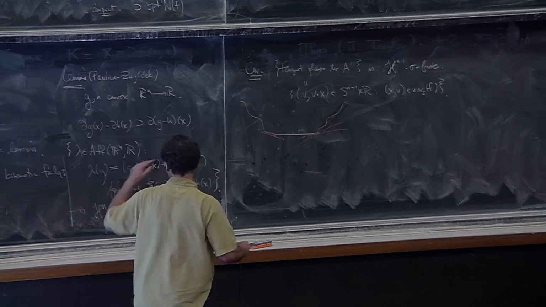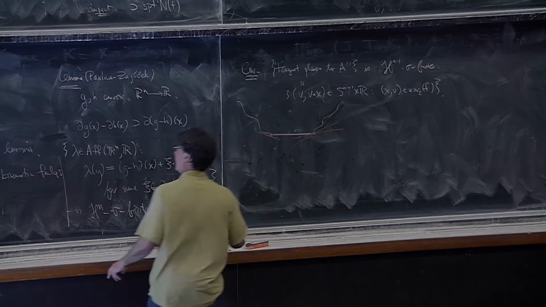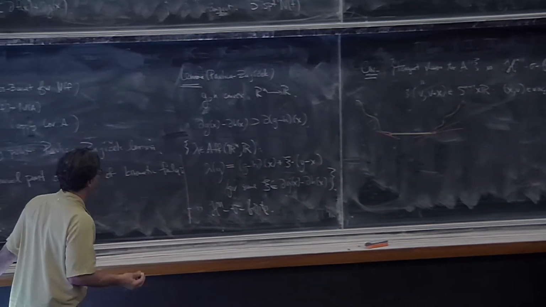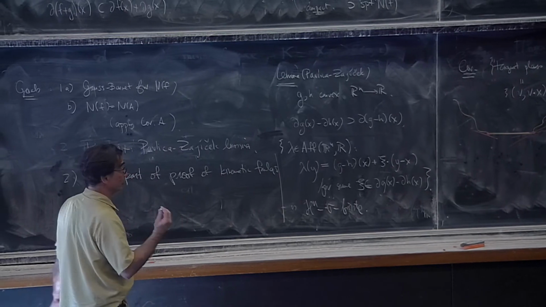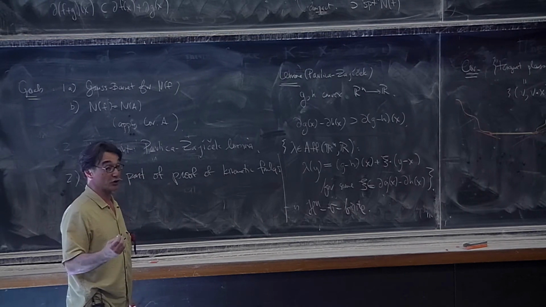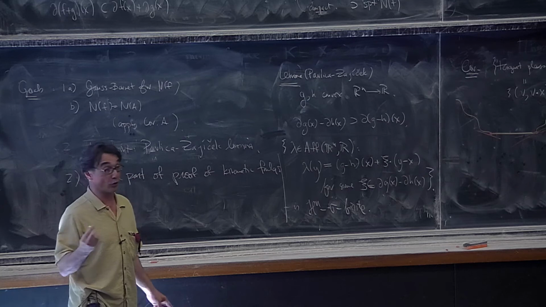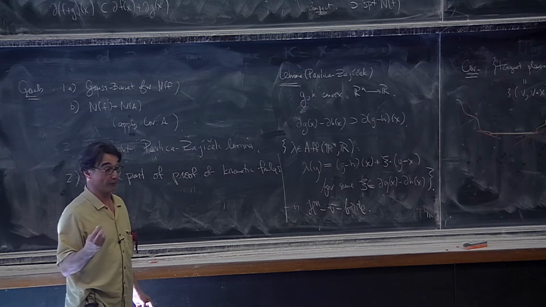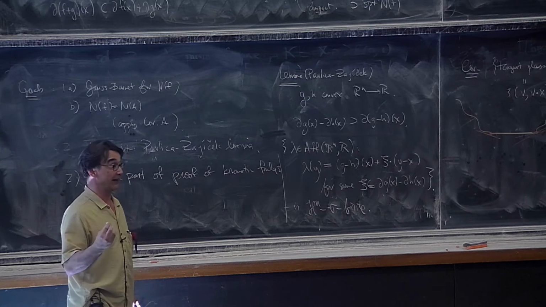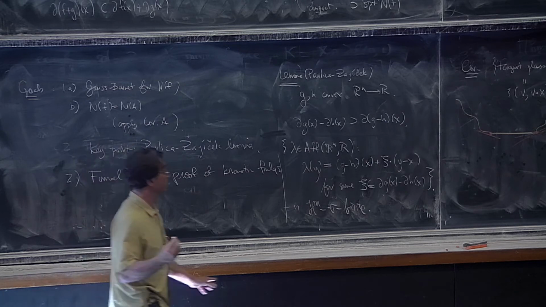Okay, good. All right. So, how does this help? I claim we can use this to establish the hypotheses of Corollary A for the current n of f and the set A.